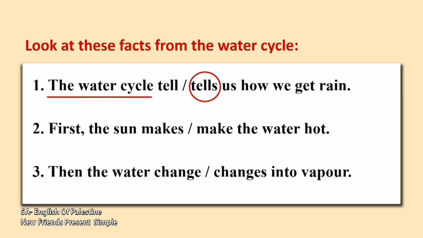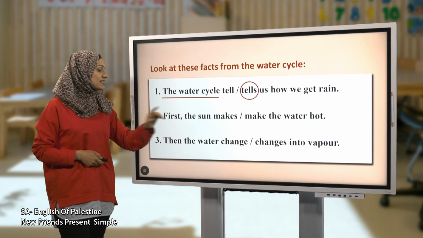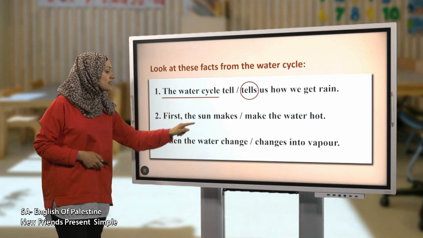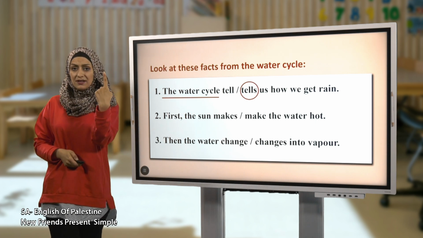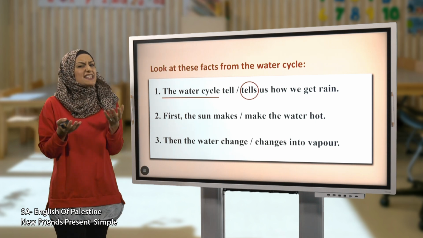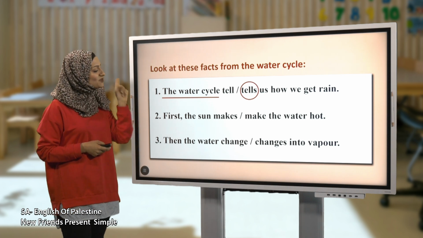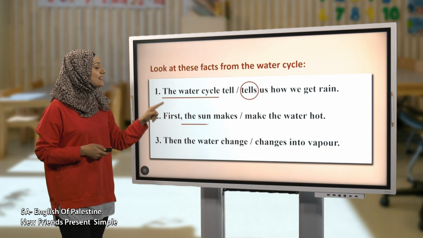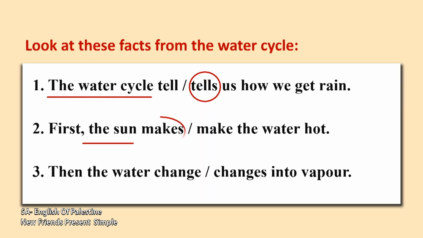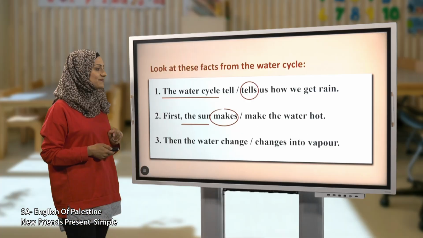First, the sun makes or make the water hot. Where is the subject? The subject is the sun. The sun, is it singular or plural? How many suns do we have? It's only one sun. So we say the sun makes the water hot.